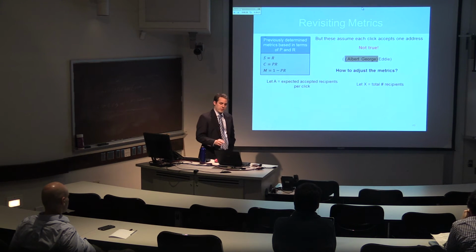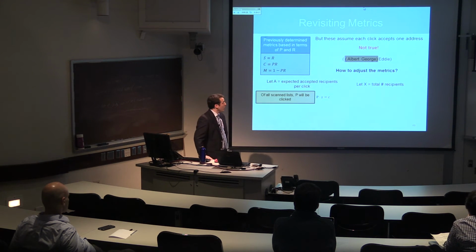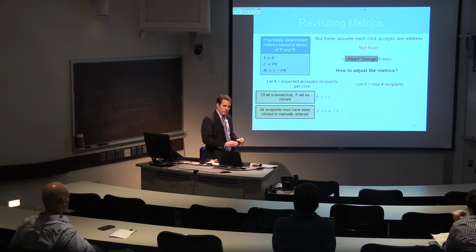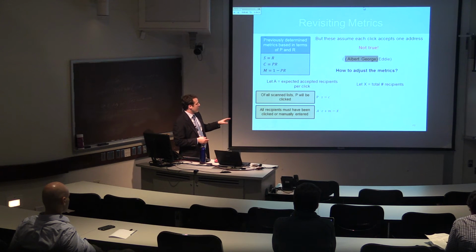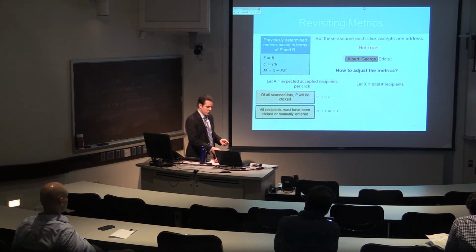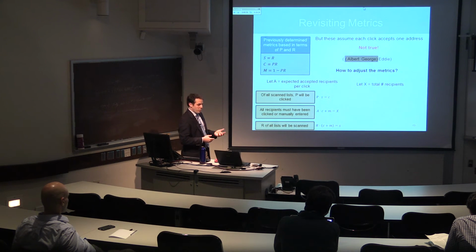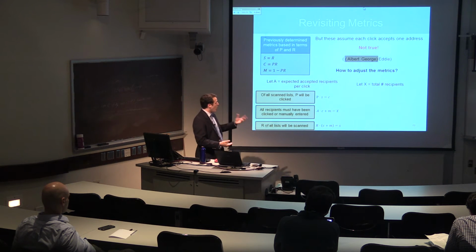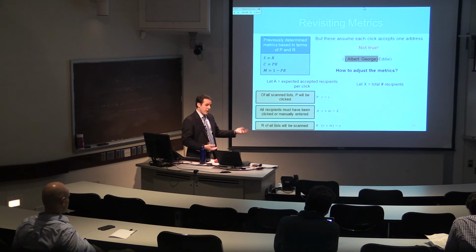equal the total number of recipients. Of all lists scanned, P will be clicked. So P times S is equal to C. All recipients must have been clicked or manually entered. A times C is the total number of recipients accepted through clicks. M is the total number of recipients manually entered. So those two summed together are equal to X. And R of all lists will be scanned. So each time a user clicked or manually entered, they implicitly requested a list. R of those times, there will be a non-empty list. And so that result will be equal to S.